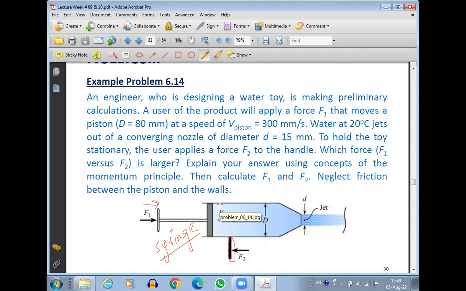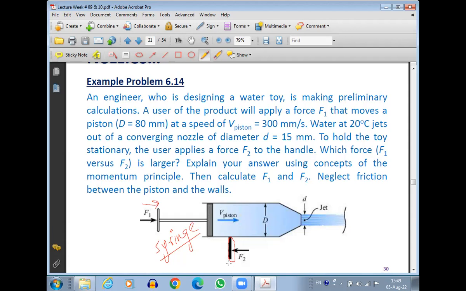So we are applying two forces: one force to push the piston, the other force to hold the syringe in our hand from the support rod at the bottom. So we are applying two forces in opposite directions. Now the first question is which force is greater. F1 is the force applied on the piston of the plunger, and F2 is the force applied to hold the syringe in place. So between F1 and F2, which one is greater?